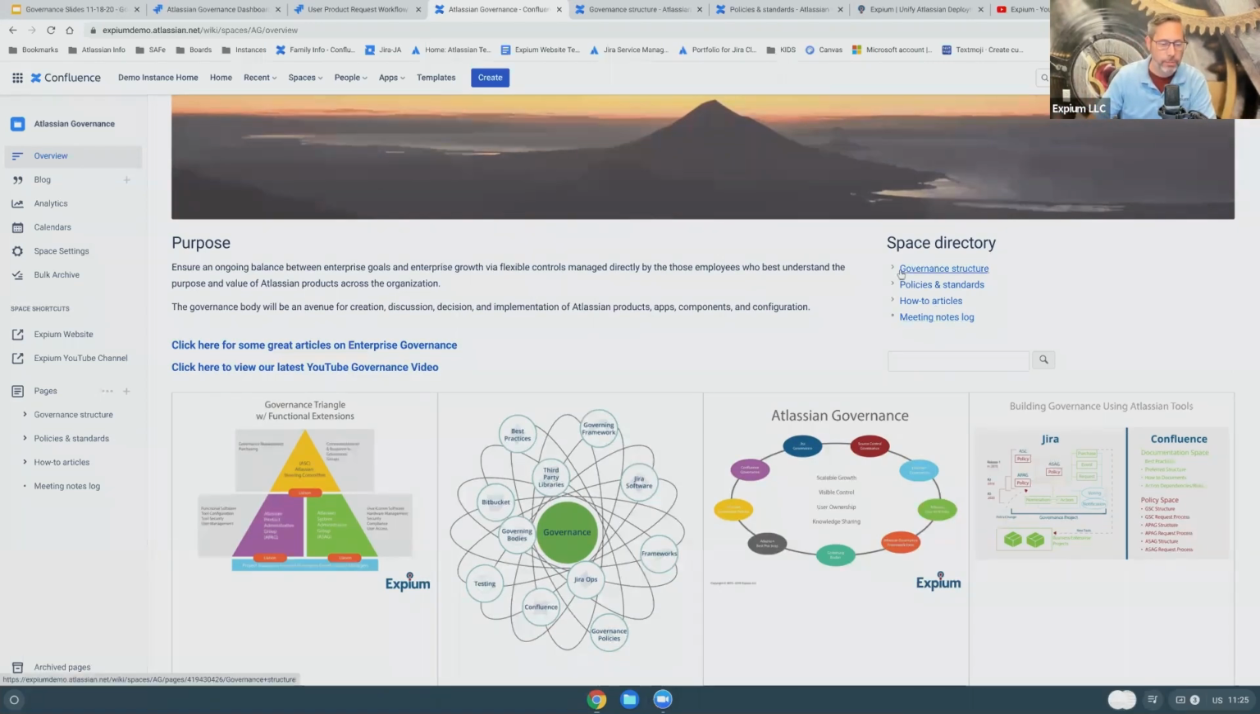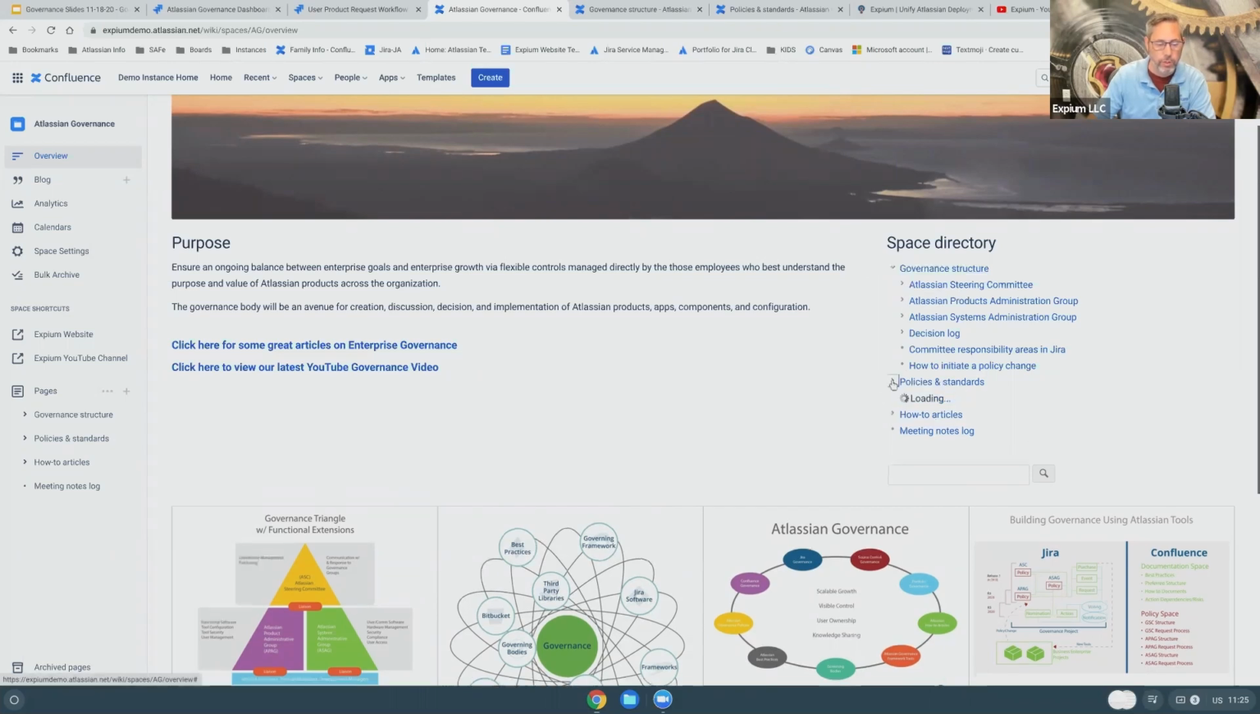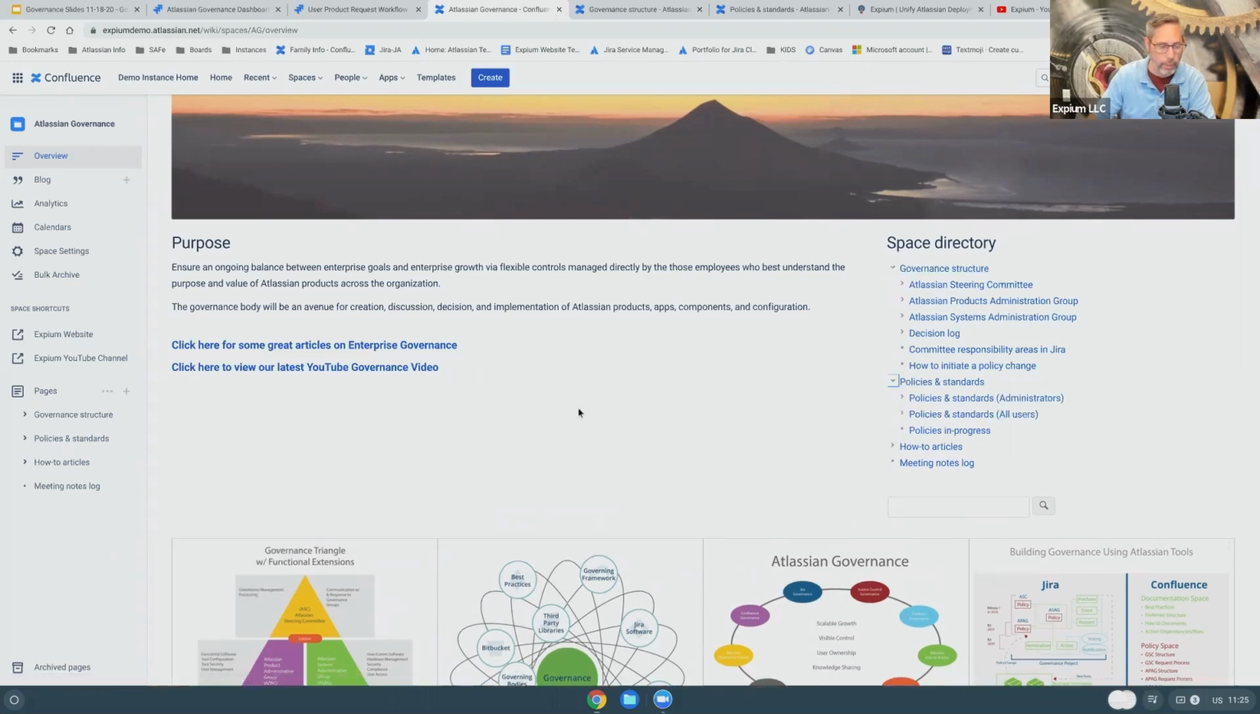It's going to have a space directory where people are going to be able to see those three main pillars we talked about: the governance structure, the policies and standards, and of course the governance framework, which is what we're looking at right now in Confluence. It's going to be open and visible for folks to read.